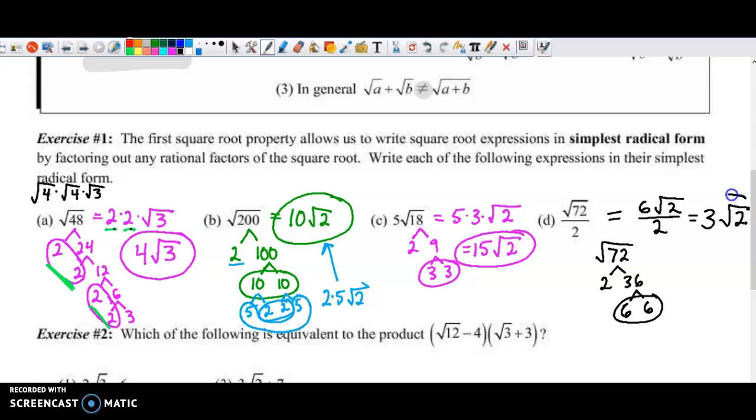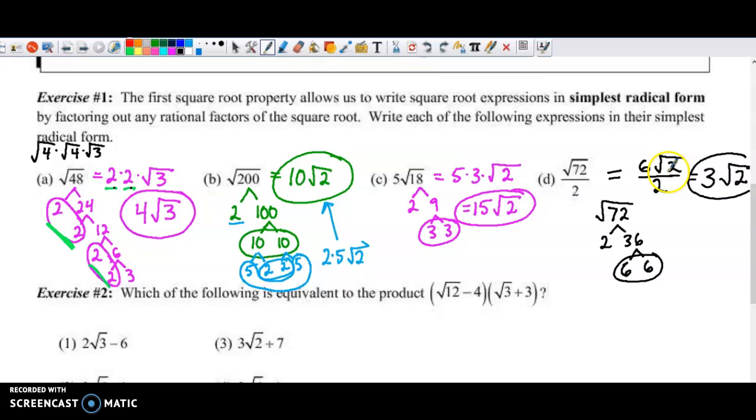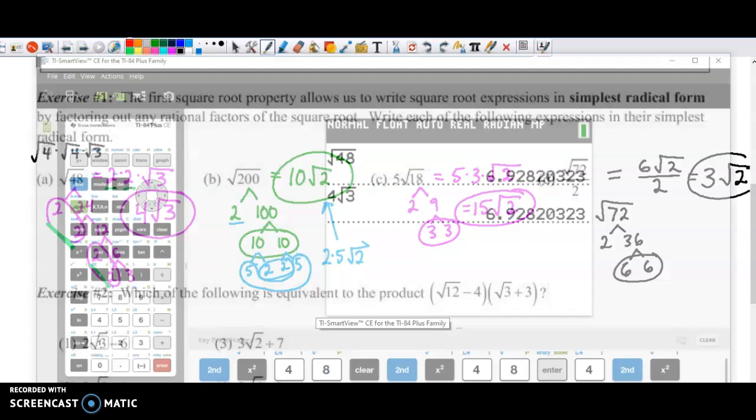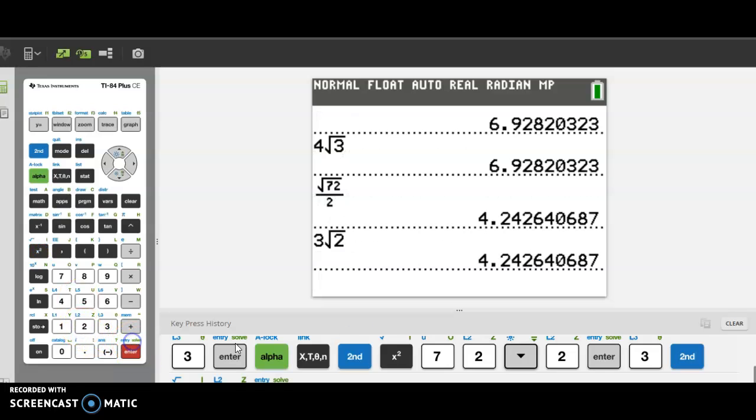Now be careful. You can only divide whole numbers with whole numbers. So you're not doing the root 2 divided by 2. That would be wrong. And again, you can check that you have the right answer because if I make this as a root 72 over 2, it'll give me a decimal. But what I'm saying is that's equal to the same thing as 3 root 2. And look at that, we have the right answer.